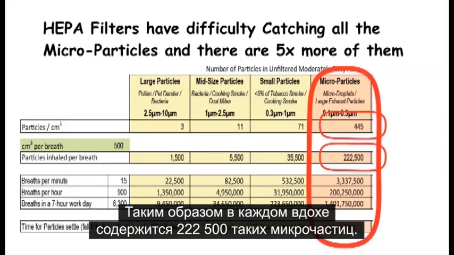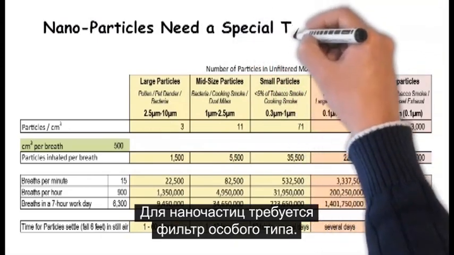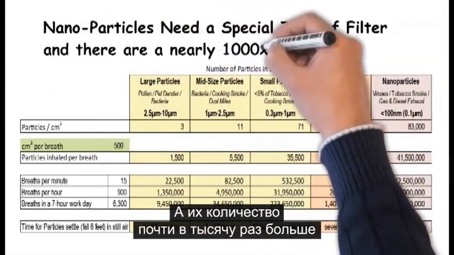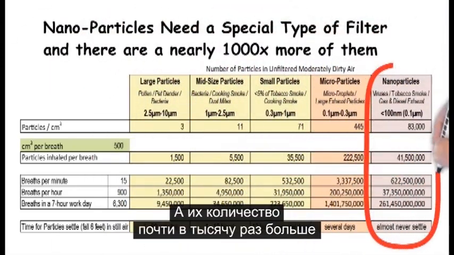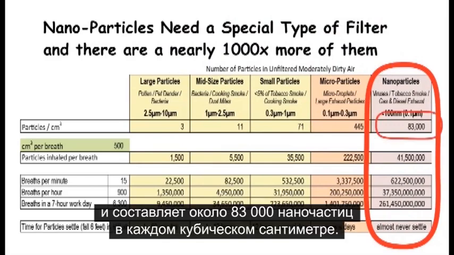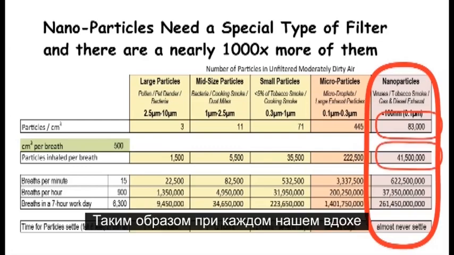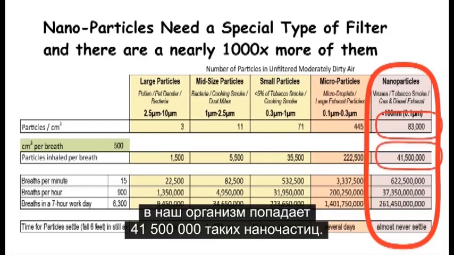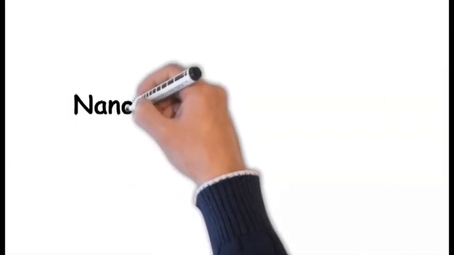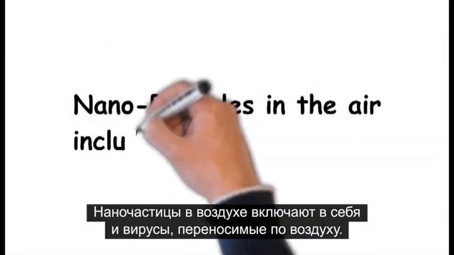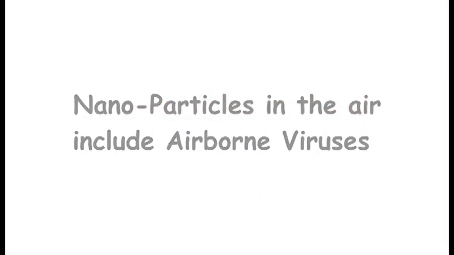So there are 222,500 microparticles in every breath you take. Nanoparticles need a special type of filter, and there are nearly 1,000 times more of them. That's about 83,000 nanoparticles in every cubic centimeter, or 41,500,000 nanoparticles in every breath you take. Nanoparticles in the air include airborne viruses.